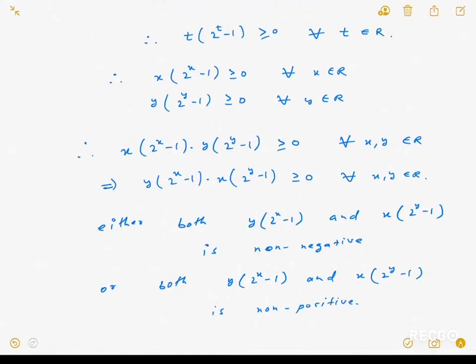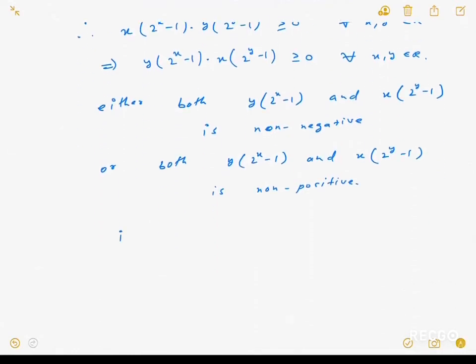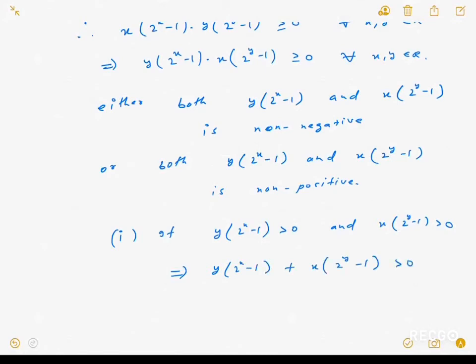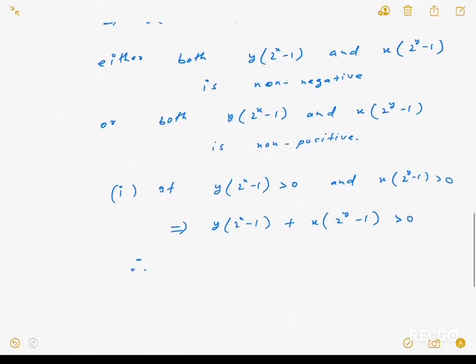As you can see, our equation at the final stage is the sum of these two terms. So the possibilities are that if the first term, y into 2 to the power x minus 1, is greater than 0 and x into 2 to the power y minus 1 is also greater than 0, in that case their sum, y into 2 to the power x minus 1 plus x into 2 to the power y minus 1, is greater than 0, and therefore our equation, y into 2 to the power x minus 1 plus x into 2 to the power y minus 1 equal to 0, has no real roots since their sum is greater than 0. Okay, now let us see the next possibility.